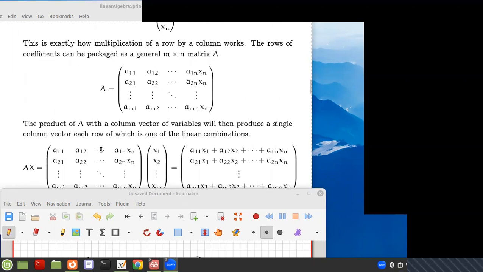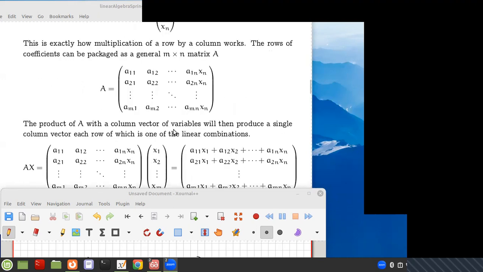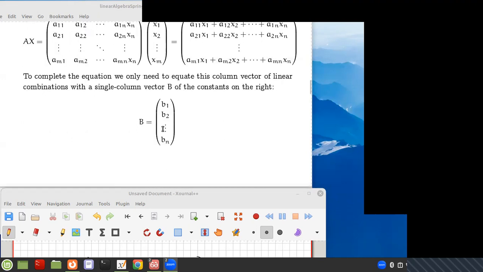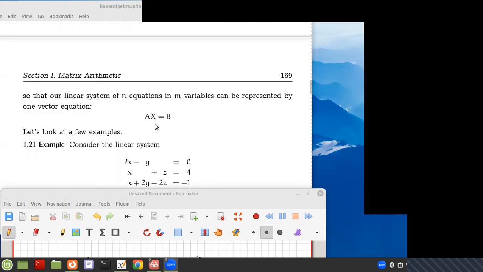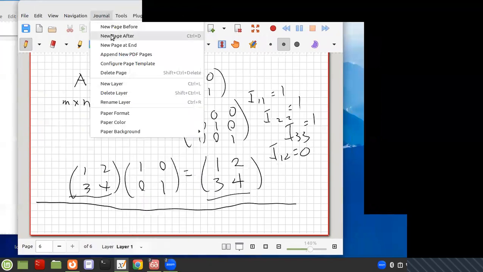Then I extract from this the vector of the variables and the matrix of the coefficients, and if I multiply them, a general matrix times a column matrix, I get the vector with all the linear combinations in a column. So if I make the vector of the constants be here, I can write my linear system as a matrix equation. Now, this is not the augmented matrix. Let's do an example to see how this works, because this is something a little different.